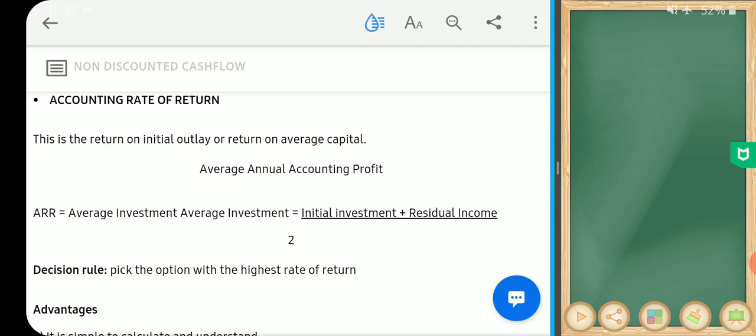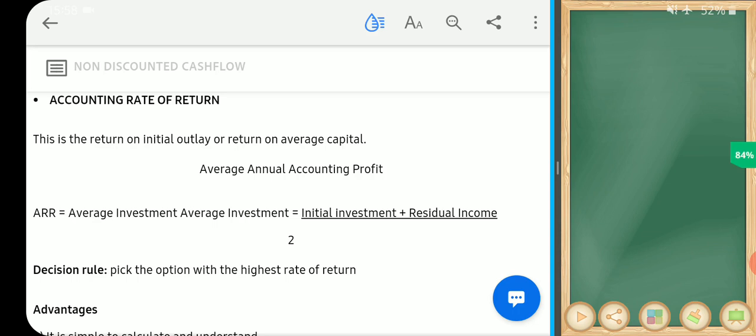And how do we get our average annual accounting profit? It is simply summing up the profits that I will be giving to you in your question. If they give you 7 different profits, add the 7 profits together, divide it by 7, you get your average annual accounting profit. Then the average investment is calculated by adding your initial investment plus your residual income and dividing it by 2.